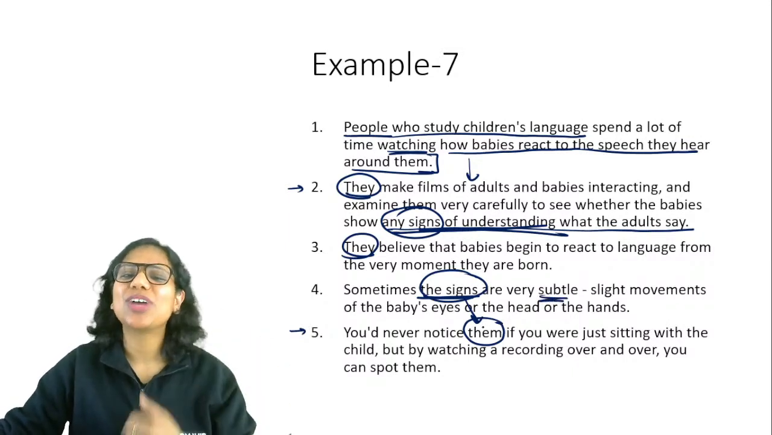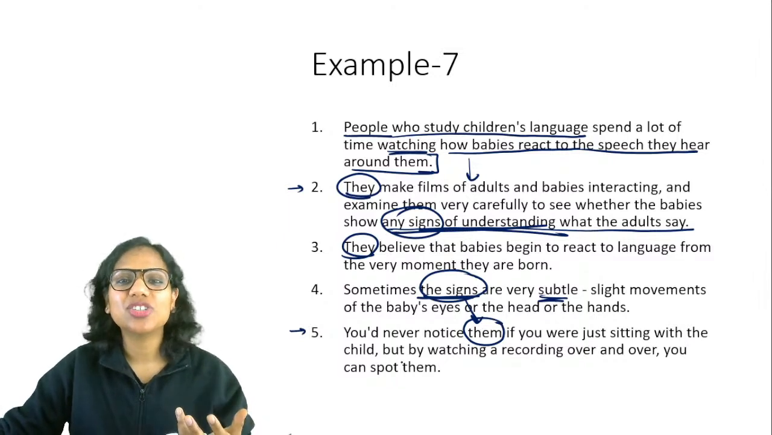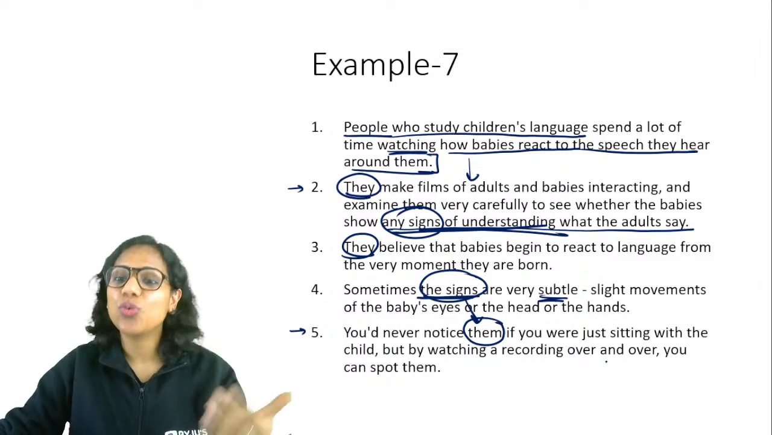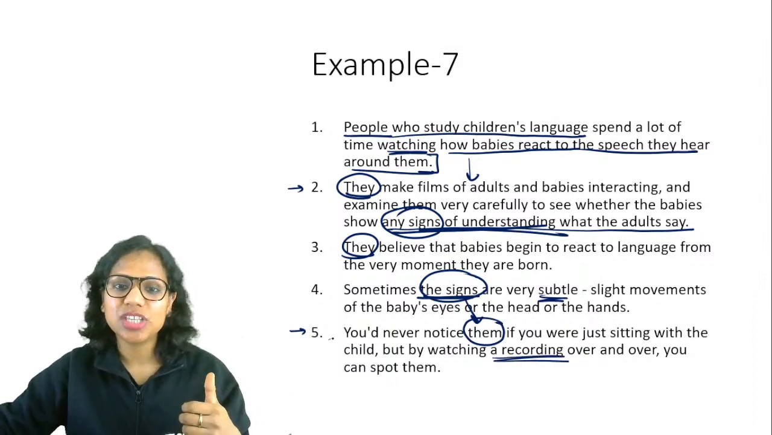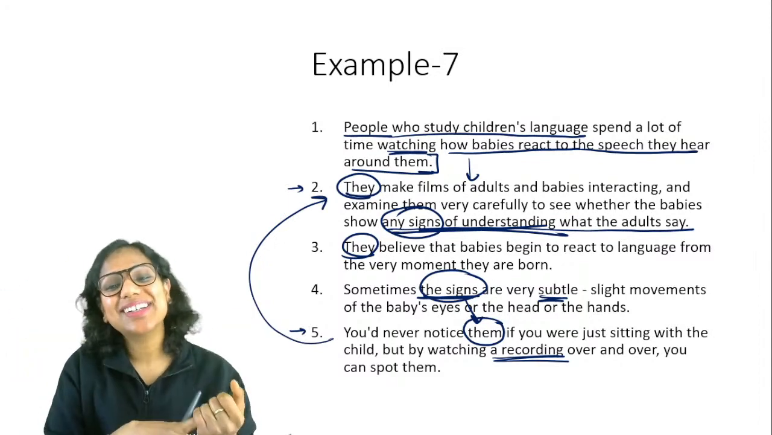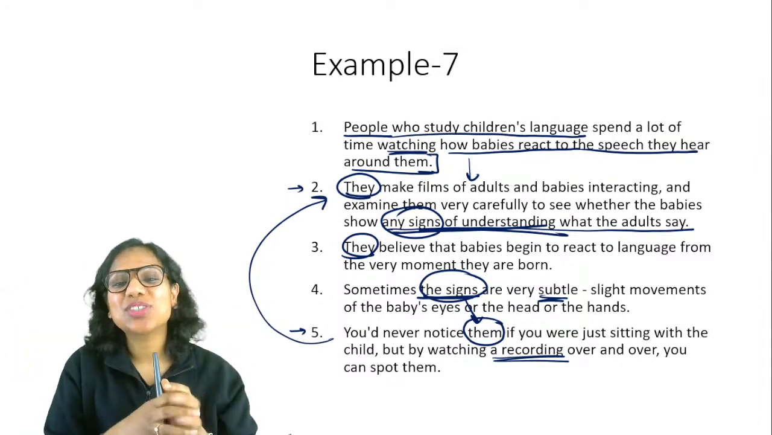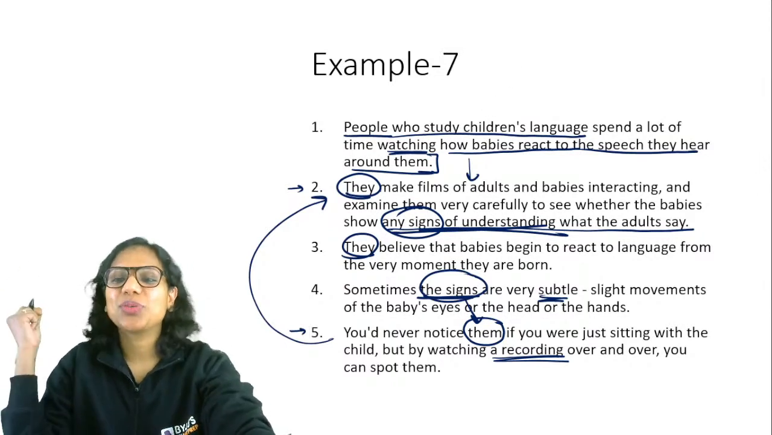Why did you think that 5 is the odd sentence out? You would never notice them if you were just sitting with the child. But by watching a recording over and over, you can spot them. Now, see, this is again related because they are making films here. So, in fact, 2 and 5 are related to each other. Neither of them is the odd one out. It is 3 that is the odd one out.